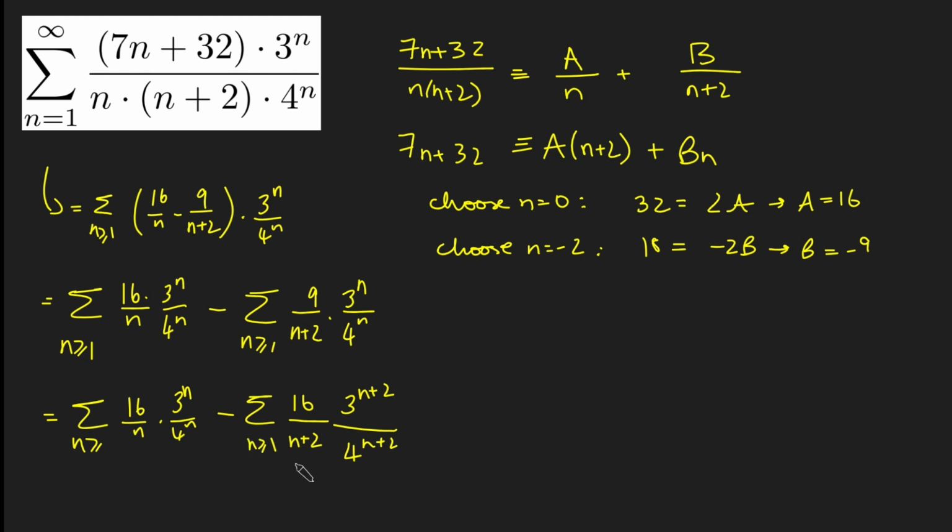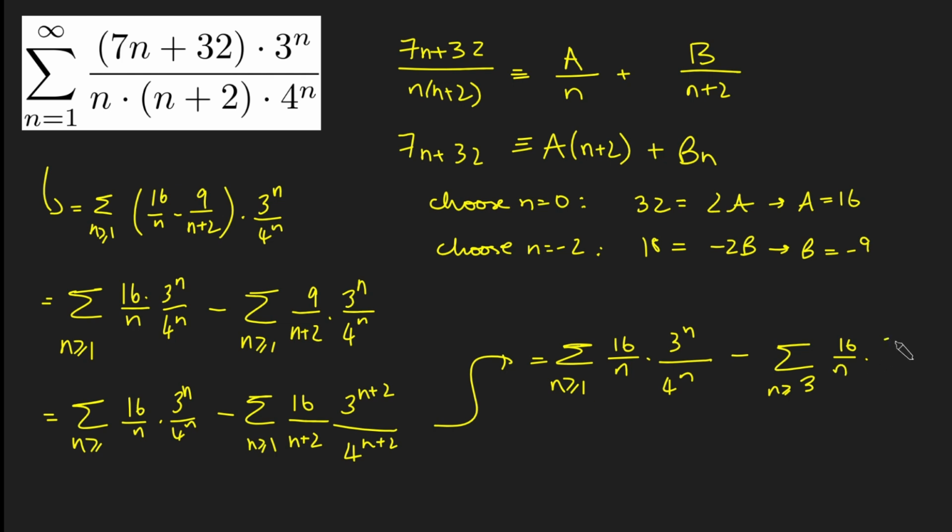What I'm going to do is what we call an index shift on this second sum. The first one stays the same, so it's the sum from n is 1 of 16 over n times 3 to the n over 4 to the n. And this second sum is going to be the sum from n is at least 3 of 16 over n times 3 to the n over 4 to the n. All I've really done there is subtract 2 from the n values here and add 2 to the n values there. And if that doesn't convince you, maybe just plug in n is 1 here. You get 16 over 3 times 3 to the 3 over 4 to the 3. So that's just this sum here with n is 3 in.